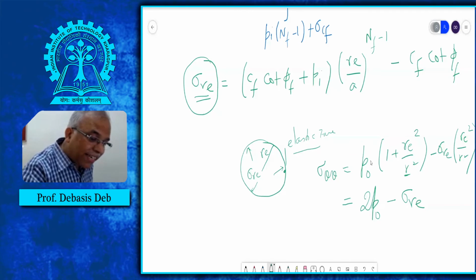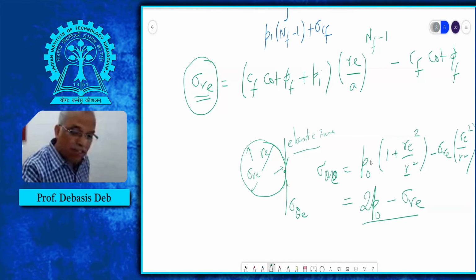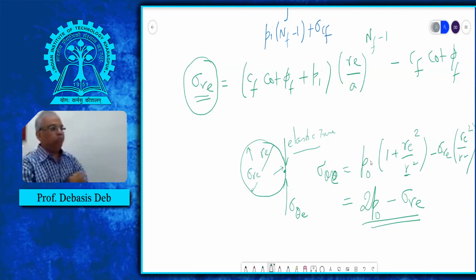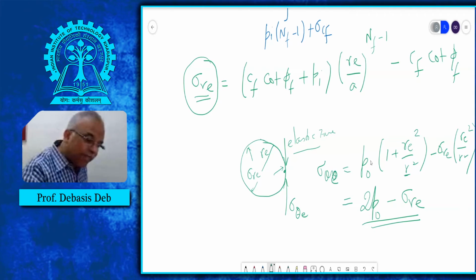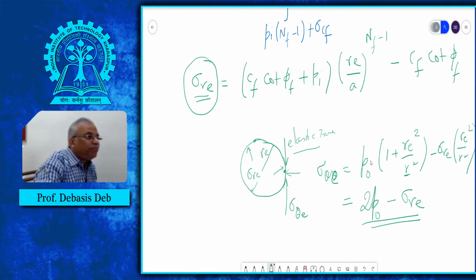So right here, if I now change it to theta E, sigma theta E and sigma RE have a relationship, and this relationship is this. And you can see this is the same everywhere because it's theta independent. Everywhere this relationship holds. So the tangential stress and the radial stress have a relationship. I am coming from the elastic side.